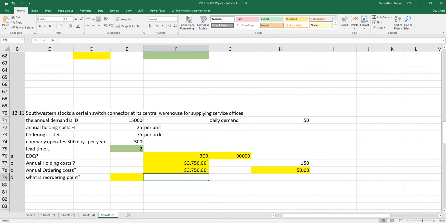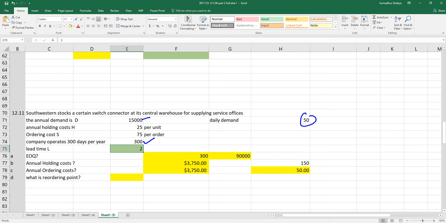Now, if the lead time we are given is 2 days, it's like placing an order on Amazon that takes 2 days to deliver. Then when should I place the order? Our daily demand, which we got by annual demand divided by 300, gives us a daily demand of 50 units.